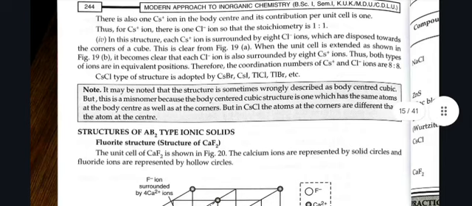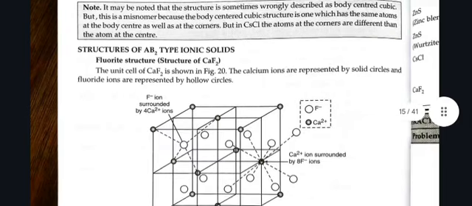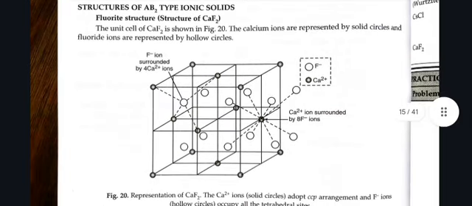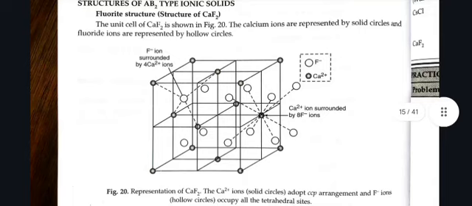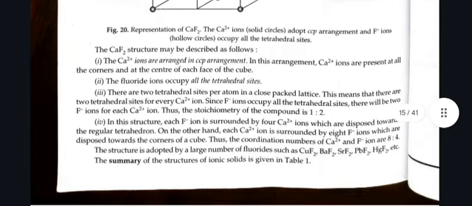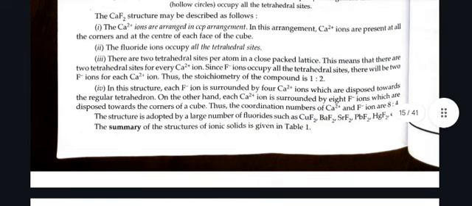Fluorite structure of CaF2. The unit cell of CaF2 is shown in figure 20. The calcium ions are represented by solid circles and fluoride ions are represented by hollow circles. The CaF2 structure may be described as follows. The Ca2+ ions are arranged in CCP arrangement. In this arrangement, Ca2+ ions are present at all the corners and at the center of each face of the cube. The fluoride ions occupy all the tetrahedral sites.